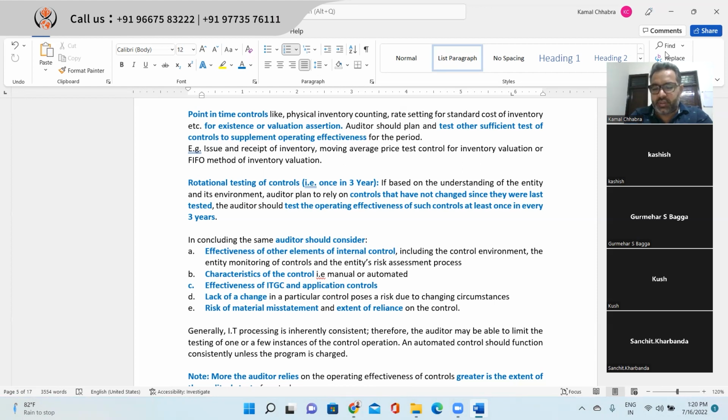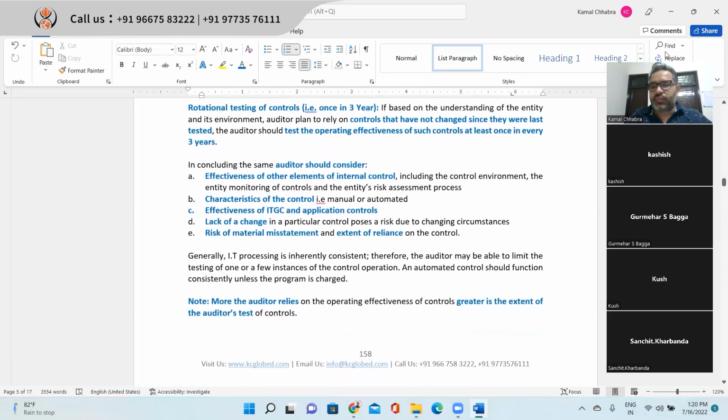Yeah, that's right. Anyone else would like to add what Kush has shared? Gurmeha, Sanchit, Kashish, Ayush, Ranjita.